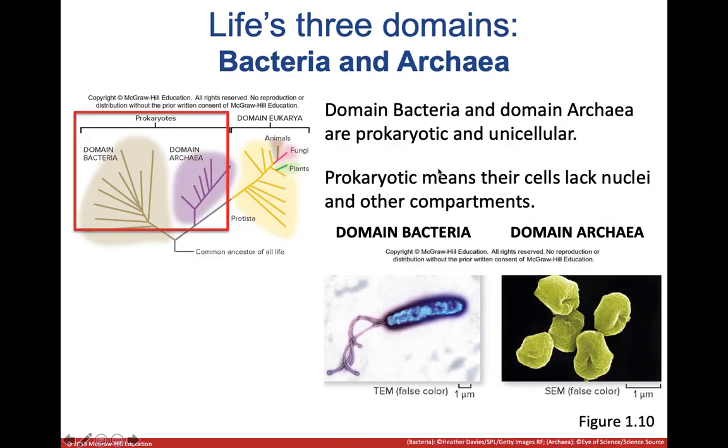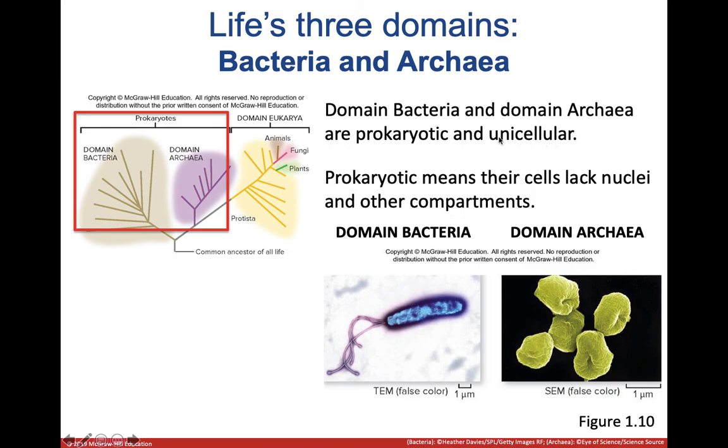So here's what's going on here. Domain bacteria and domain archaea are going to be prokaryotic organisms. Now we'll talk about what this means later on, what the differences between the two different cell types are. But generally speaking, this means that they lack a nucleus and membrane-bound organelles inside of them. They essentially are just one big functioning organelle that can do everything that the cell needs to do inside of it. They are also all unicellular.